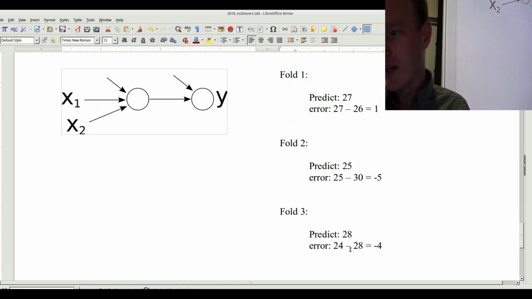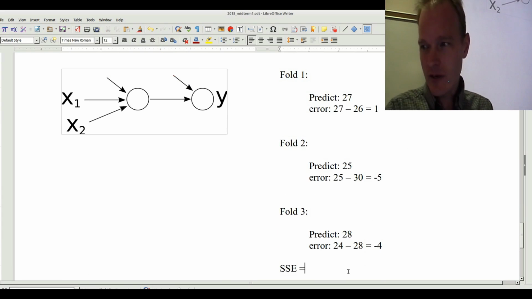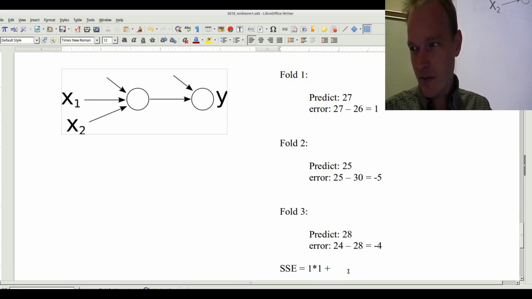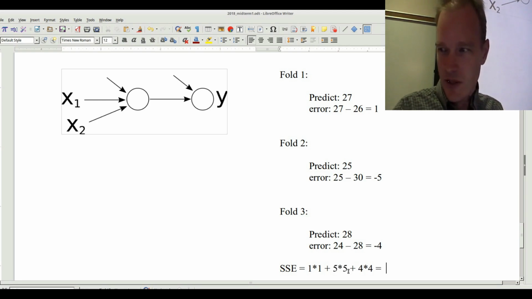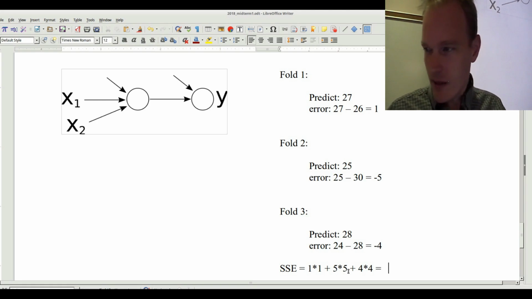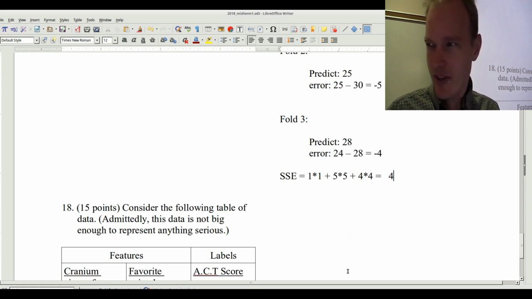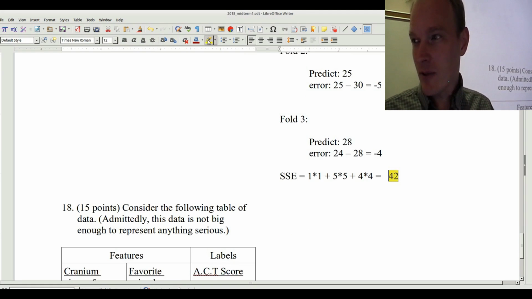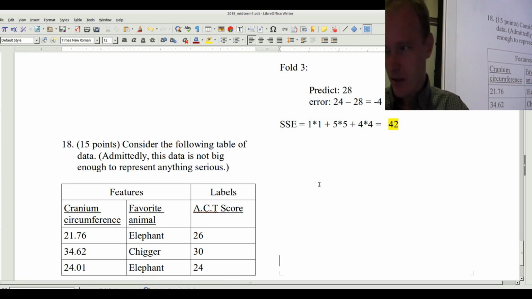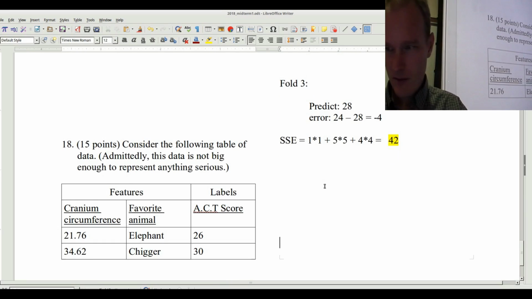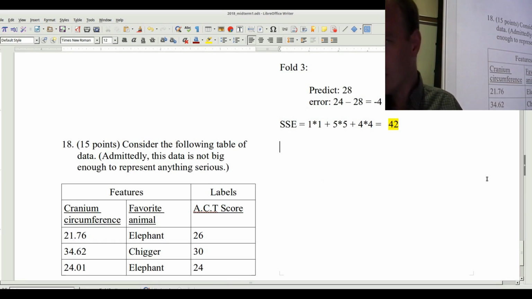So let's compute the actual, finally, sum squared error equals 1 times 1 plus 5 times 5 plus 4 times 4. It's actually negative 5 times negative 5 or negative 4 times negative 4 or something like that, which is equal to the answer to life, the universe, and everything: 42. Yay! And that was the end of my test. Oh, that's weird. Okay.